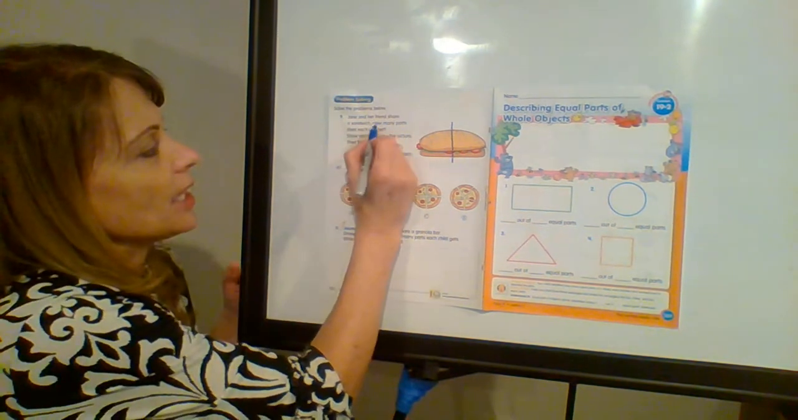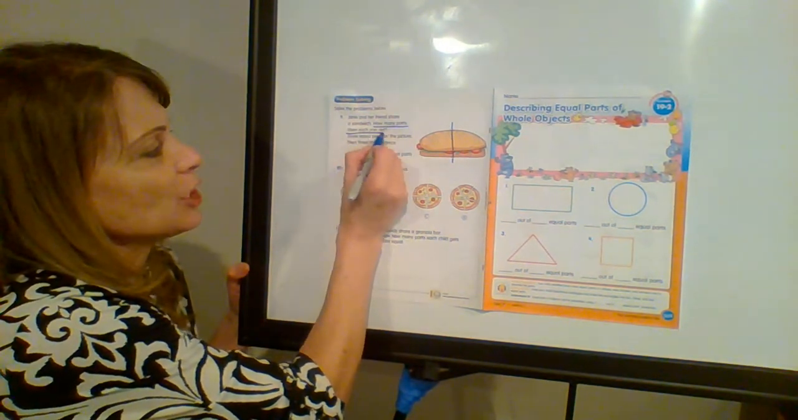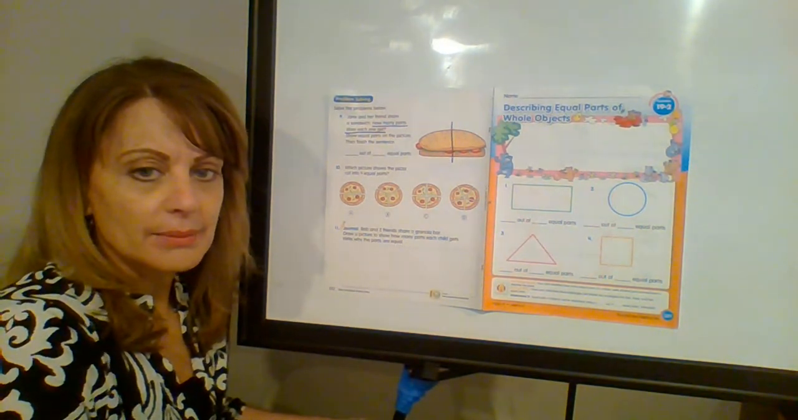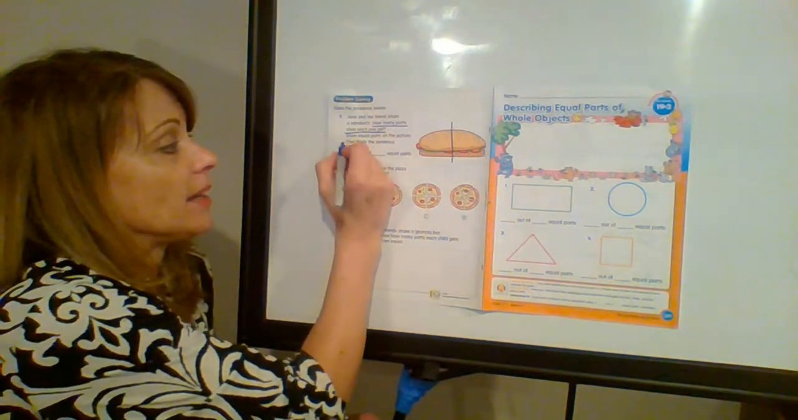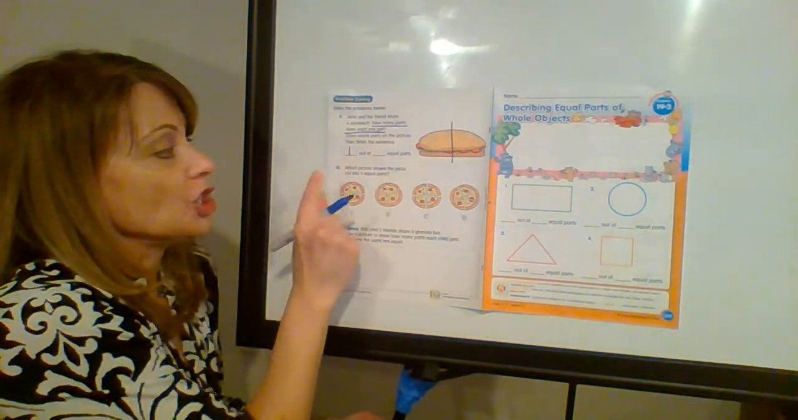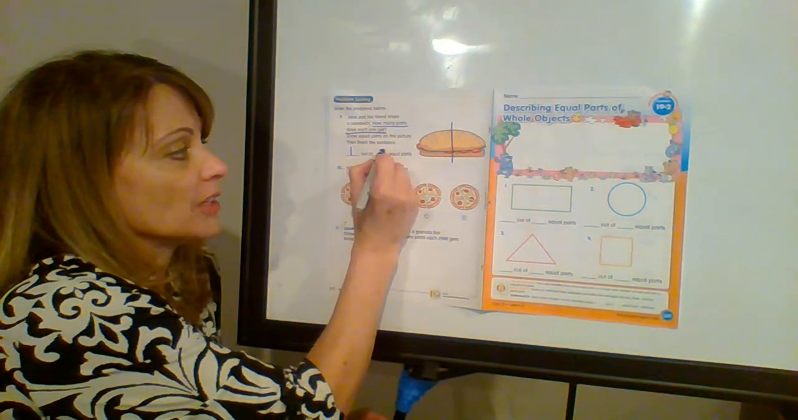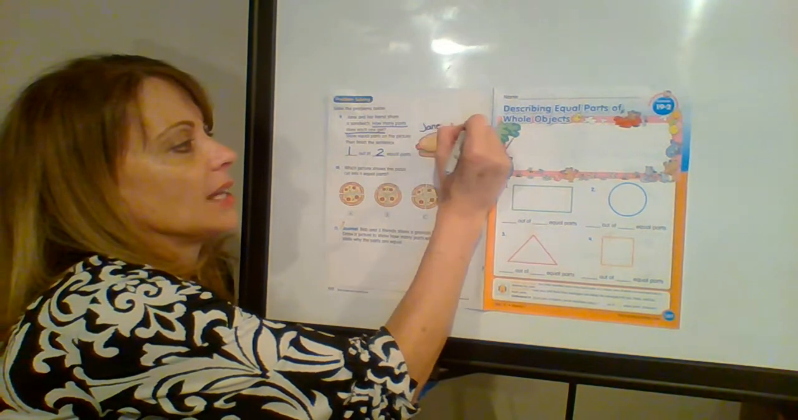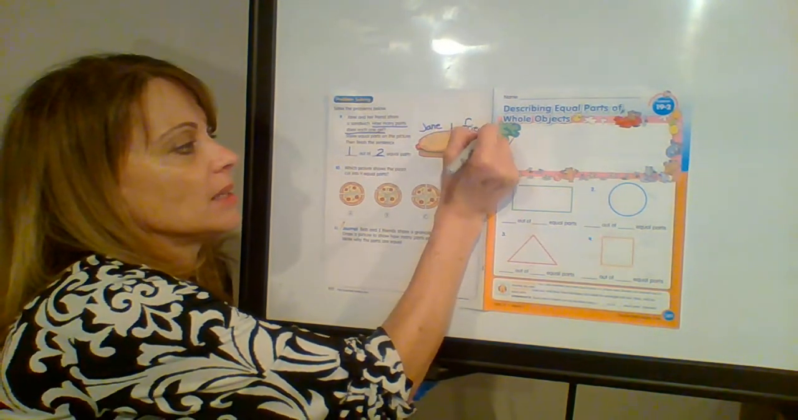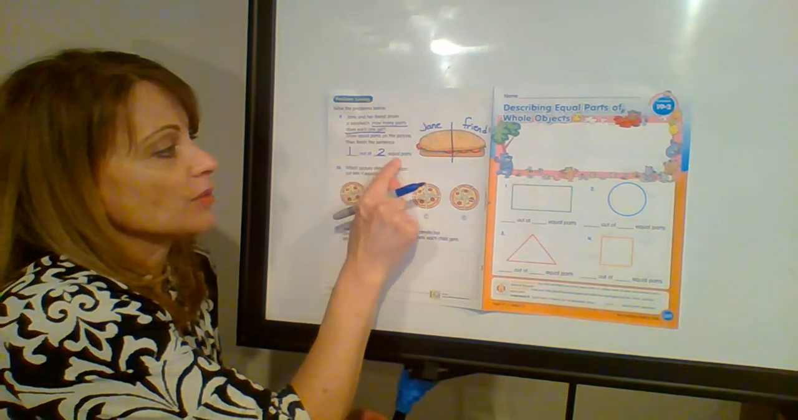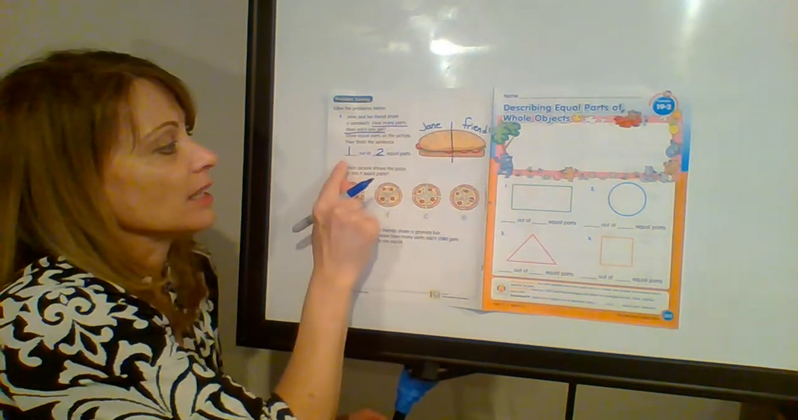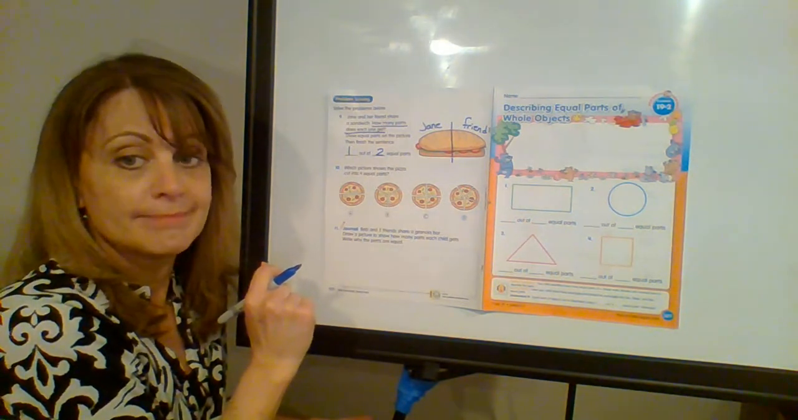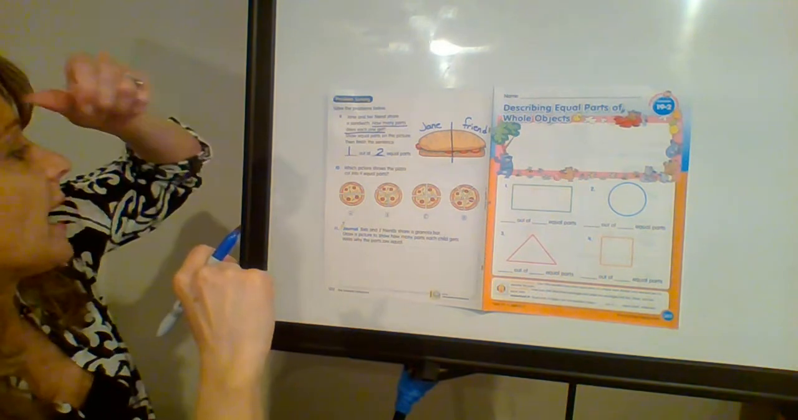So the question is, how many parts does each one get? Well, each one is going to get one. Right? Jane gets one out of two equal parts. This is Jane, and this is her friend. So Jane gets one out of two equal parts, and her friend gets one out of two equal parts. Does that make sense to you? It should.